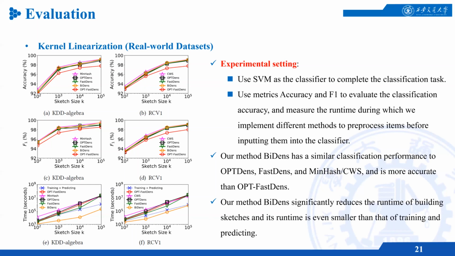From the experimental results, we see that our method has a similar classification performance to OPT dense, fast dense, and the original methods in-hash and CWS, and is more accurate than OPT fast dense. Also, our method significantly reduces the runtime of building sketches, and its runtime is even smaller than that of training and predicting.